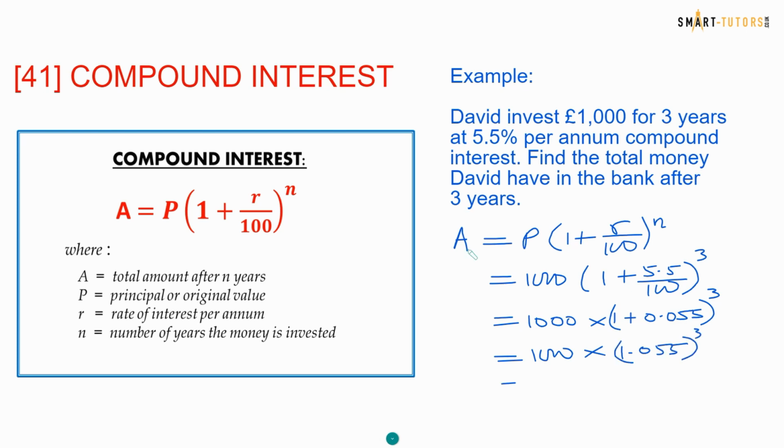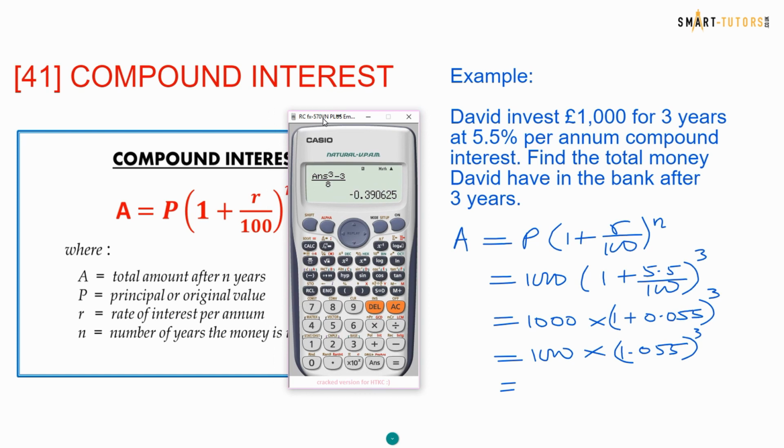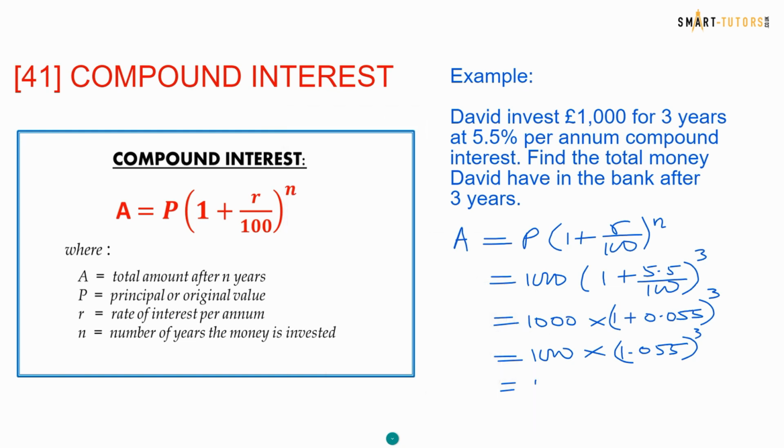So this is going to be in a calculator paper, so I'm not expecting you to multiply and get the answer. So let's call upon my calculator here. 1.055 to the power 3, and the answer is that times 1000, and the answer is 1174. So 1174 is the amount of money after 3 years in this bank.